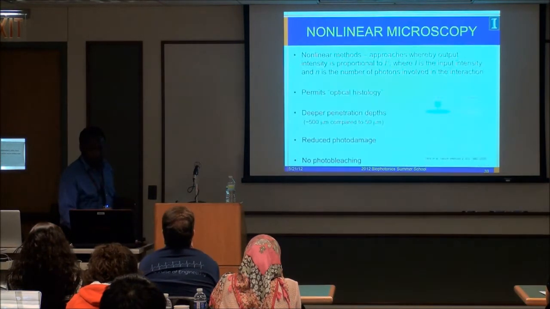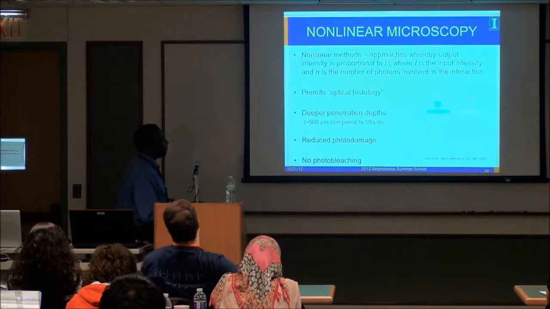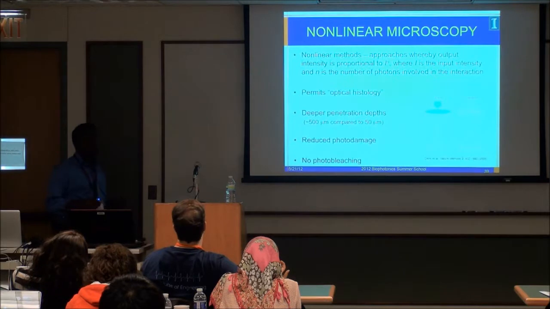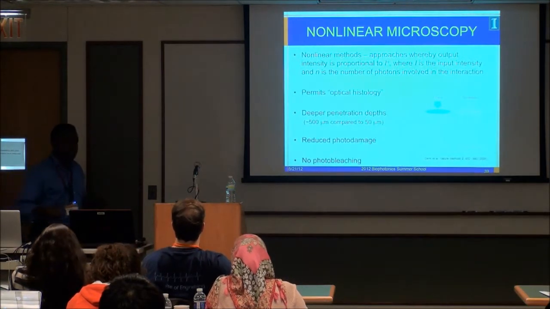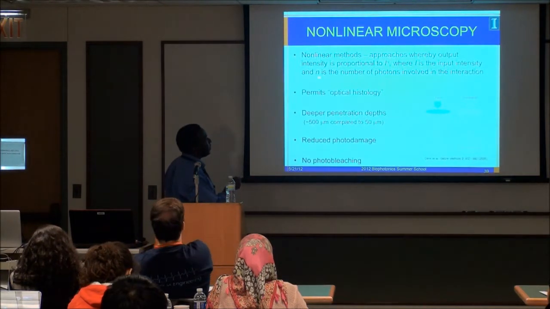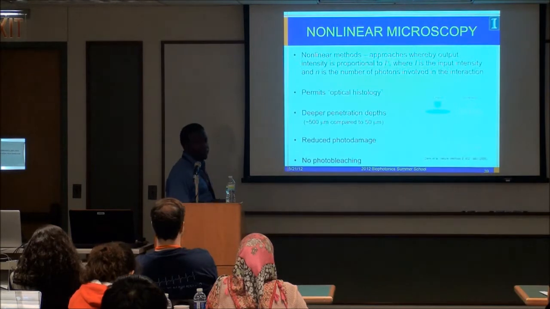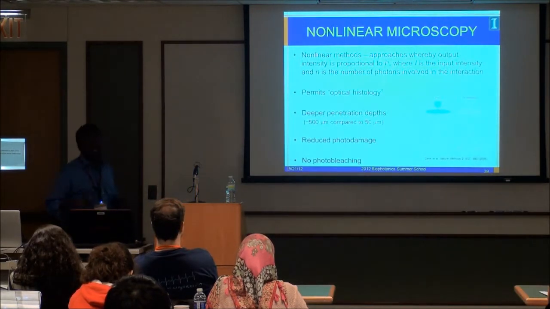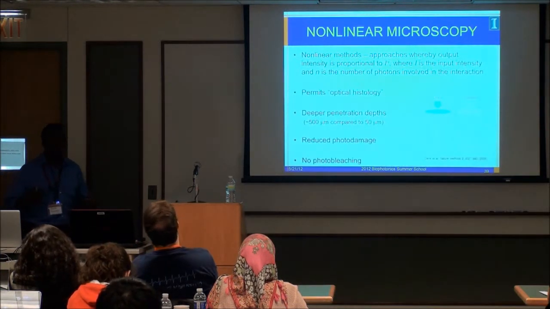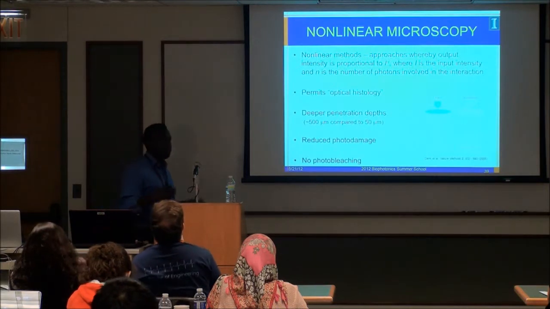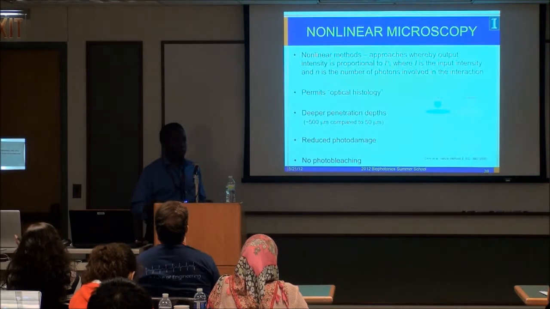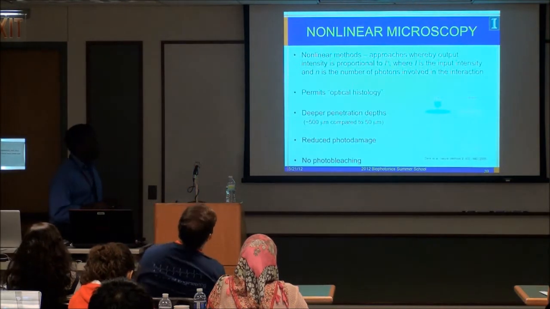Now, of course, we're talking about nonlinear microscopy. We know it's not linear because now the measured output intensity, whether it's second harmonic generation or two photon fluorescence, depends on the input intensity as I to the n, where n is the number of photons involved in the particular quantum mechanical process. If it was a two photon process, the output intensity depends on the input intensity as I squared. Three photon, I cubed, and four photon, I to the fourth, and so forth. So this permits optical histology.